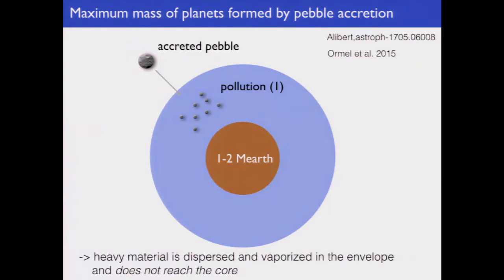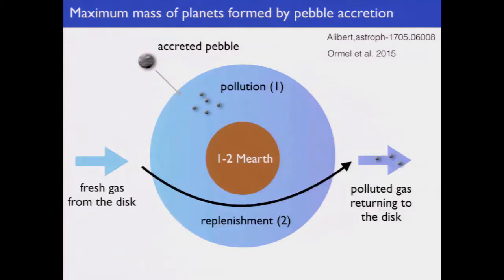Okay, you could say, well, that's not a big problem, because if I put more and more pebbles, I will increase the pollution of the envelope. At some point, maybe these heavy elements will condense again, and then they will sink down to the core. But the problem is that we know from some recent simulations by Chris Ormel that the envelope of a planet is not a closed system.